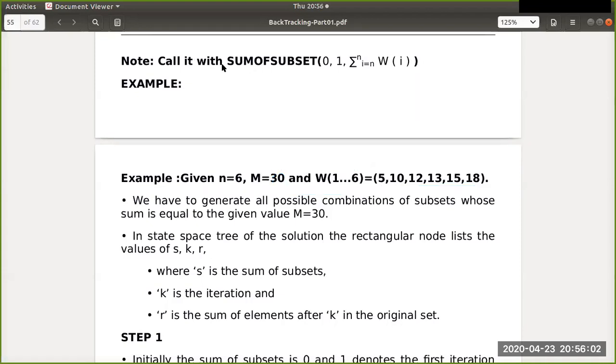For this problem, constructing the state space tree using that algorithm. First, I will explain how the state space tree is constructed without tracing the algorithm. After that, we will trace the algorithm and see how we are constructing it. That we'll also see.